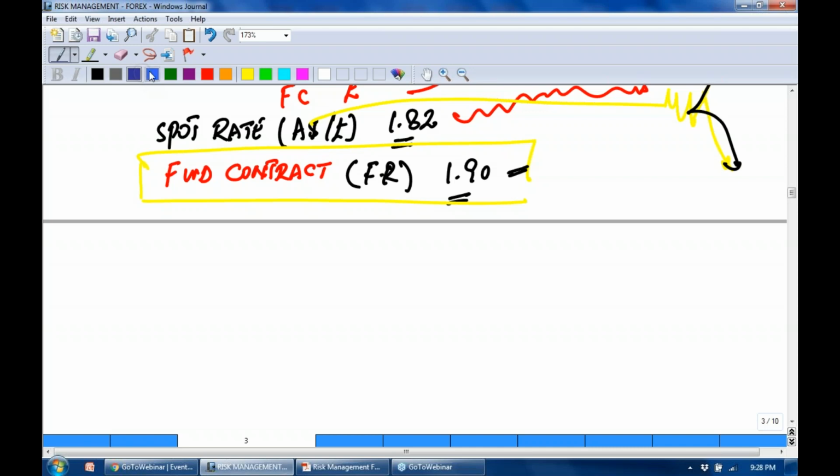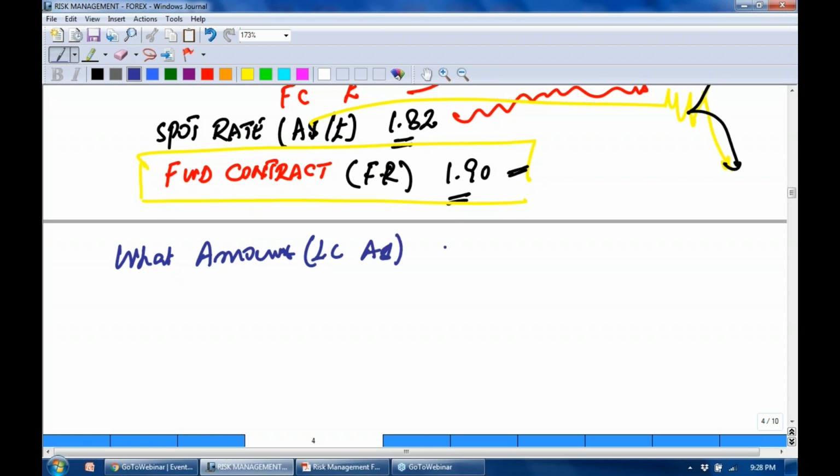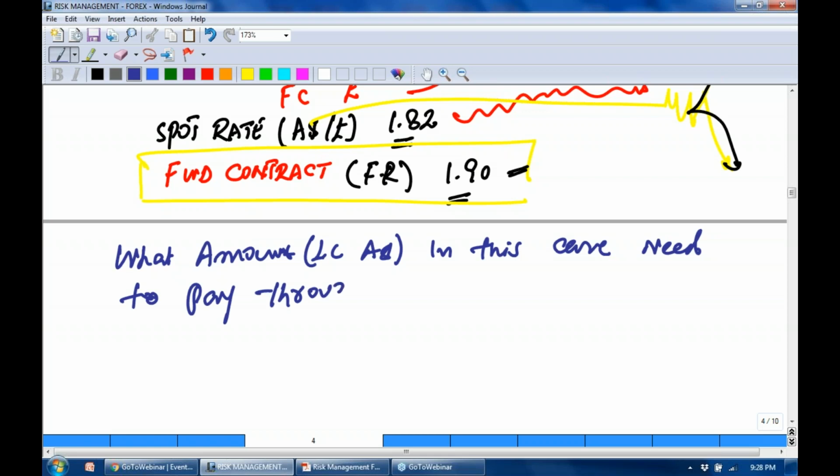If the examiner asks you, what will the examiner ask? What amount in local currency, meaning Australian dollars, do we need to pay through the forward contract?